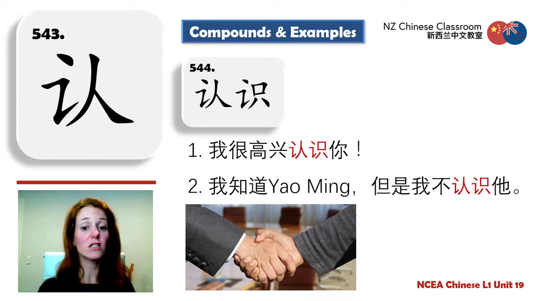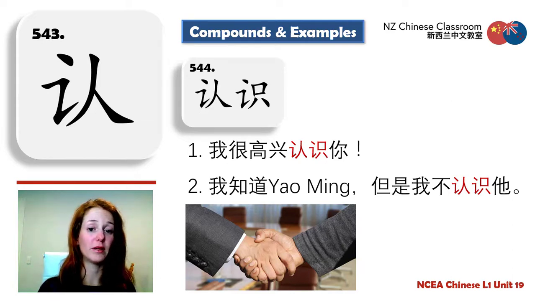Okay, and 我知道耀明, 但是我不认识他. So I know of Yao Ming, but I don't know him. So I haven't met him in person. So 知道, you can know someone, but 认识 means to personally know someone. Does that make sense?